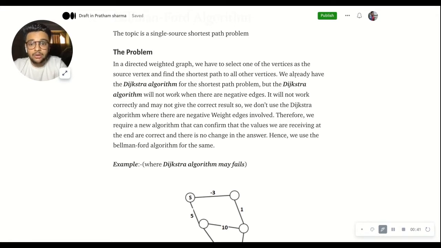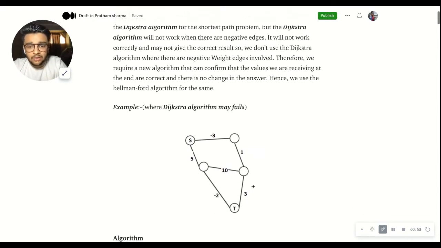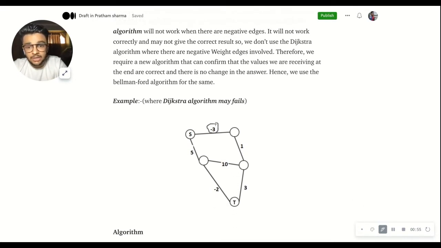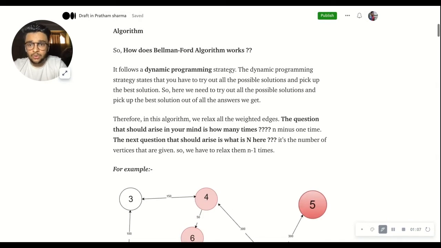We already have an algorithm for the shortest path problem, but it has some disadvantages. It will not work when negative edges are involved. For example, if in this case there are -3 and -2, the earlier algorithm may or may not give the correct result. Hence, we use the Bellman-Ford algorithm for the same. So let us learn how this Bellman-Ford algorithm works.